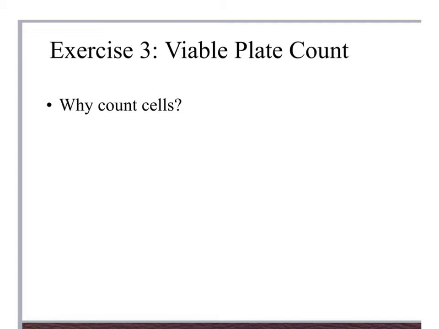Exercise 3 is all about a particular method that we use to count cells, and that's called the viable plate count method. So first, what I want to do is think a little bit about why we would want to count cells in the first place, give you some examples there. I want to talk about a couple of different ways to count cells that we would commonly do in the lab. And then I'm going to talk about the viable plate count in particular and explain how that procedure works.